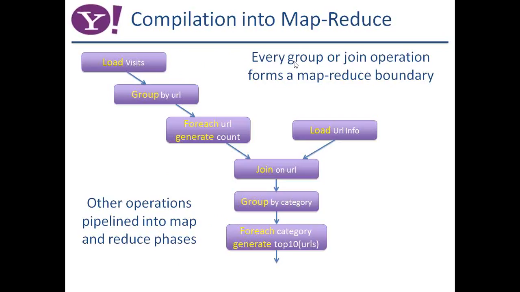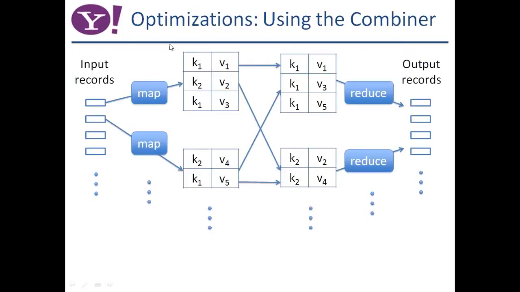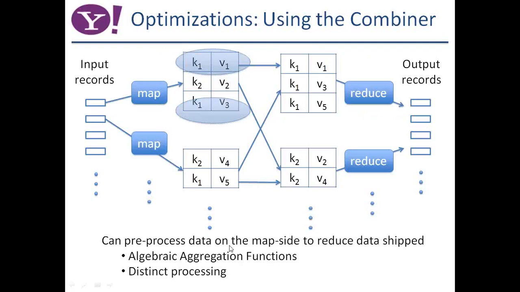Okay, now every group or join operation forms a MapReduce boundary. Other operations are pipelined into the map and reduce phases basically. Okay, this is map 1, this is reduce 1, this is map 2, this is reduce 2, and this is map 3, and this is reduce 3. This is going to happen like this. Now input records are going to be combined with the help of this combiner into output records. Okay, you can pre-process data on the map side to reduce data shipped, algebraic expressions and distinct processing.